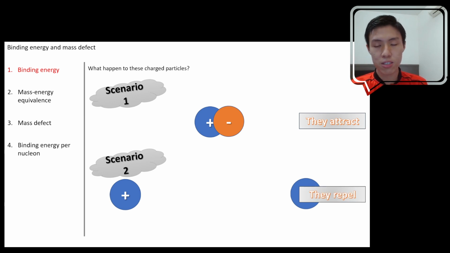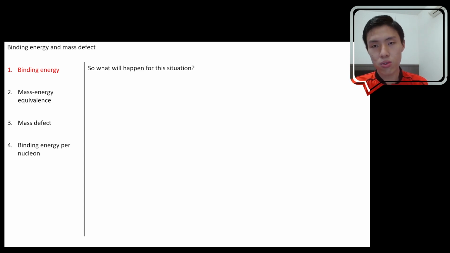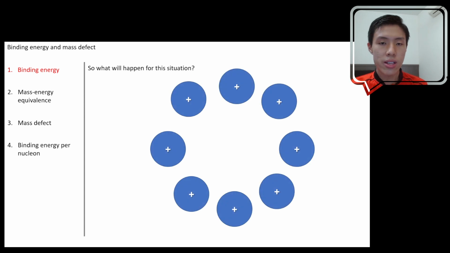So understanding this basic interaction between charges of different polarity or same polarity, we can try to discuss what will happen for this situation. So let's say we have eight positive charges being positioned in a circular shape. Okay, so all these charges are like charges, so we should expect that they should repel each other because like charges repel. So in that case, we should expect that they will all try to move away from each other because that's what repulsion means.